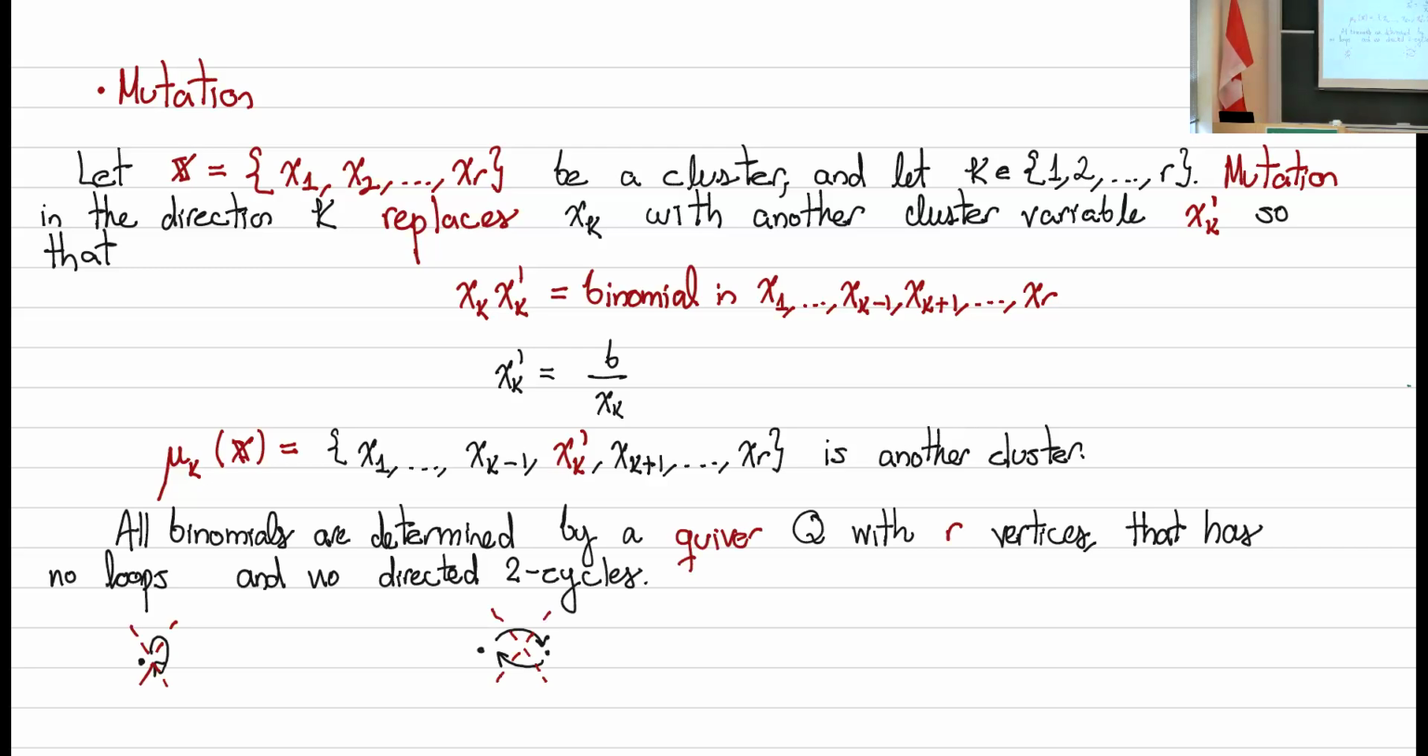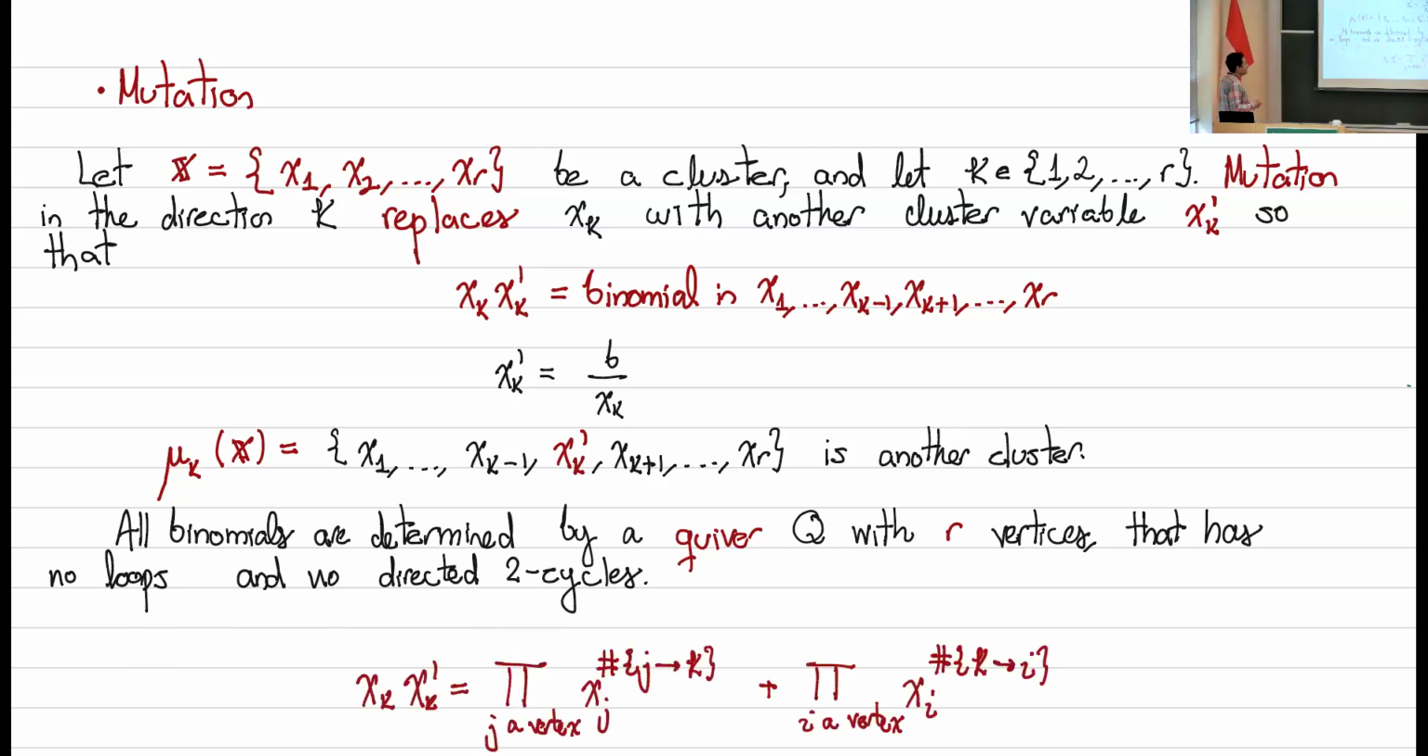So a quiver for me will be a directed graph with the same number of vertices as the number of cluster variables, and I am going to forbid loops and also directed 2-cycles. I don't want to have these things, okay? And given that quiver, the way you determine which binomial this is: if you mutate at k, you take all the arrows that go into k, and you take x with the subindex the target of the arrow. You take the product of all of this, plus the product of all arrows that now go out of k.